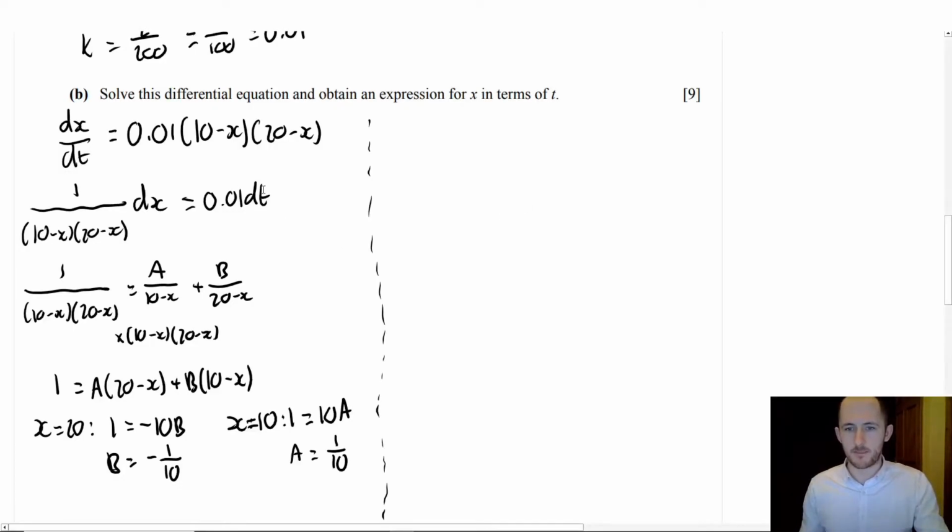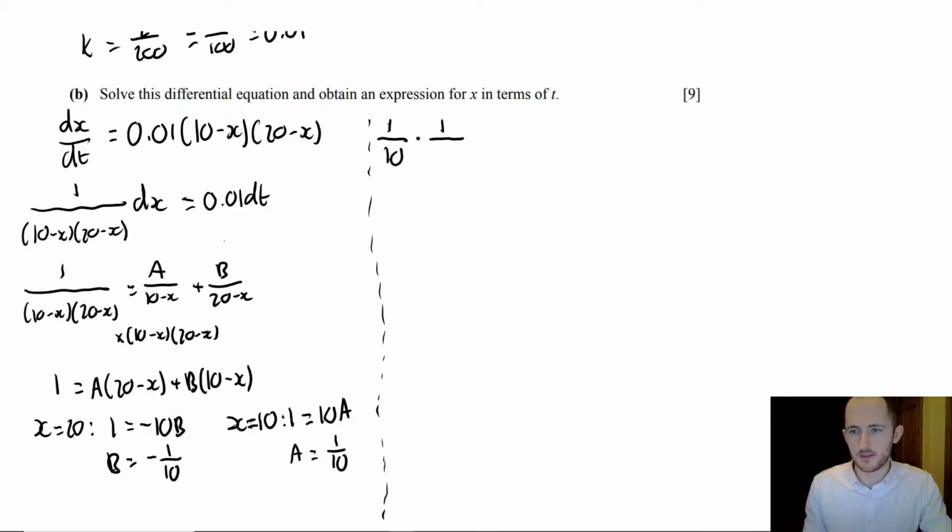So now I'm going to sub it back into this original expression we have here. So instead of 1 over 10 minus x, we're going to have 1 over 10. It was 1 over 10 minus x. There's a reason why I'm writing it in this perhaps slightly strange way.